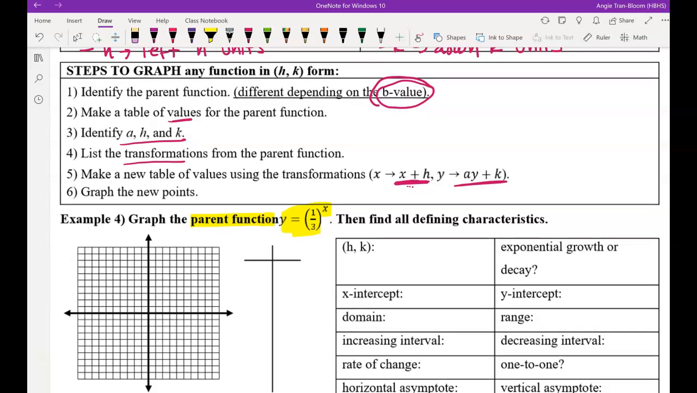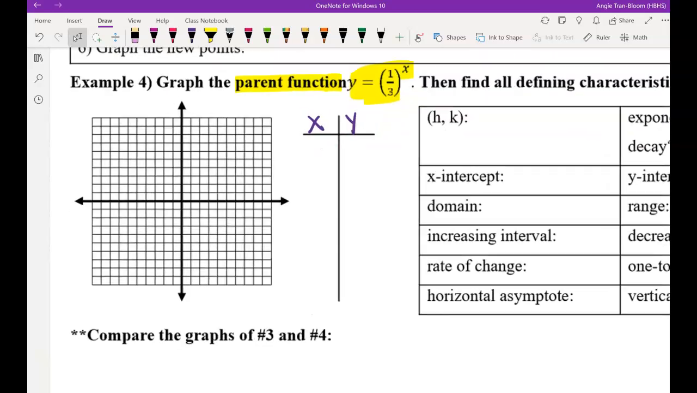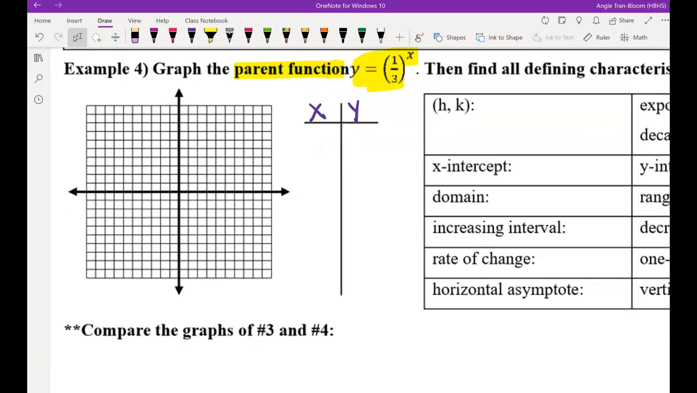Now we are about to do another parent function, 1/3. We're not going to do all the parents, but you should have the skills to do each and every parent table, okay? For this one, remember, you can pick whatever values you want for your input as long as you pick 5. So for this one, we can do -2, -1, 0, 1, and 2. Earlier, we picked -5, -1, 0, 1, and 5, and that was giving us some really big values.